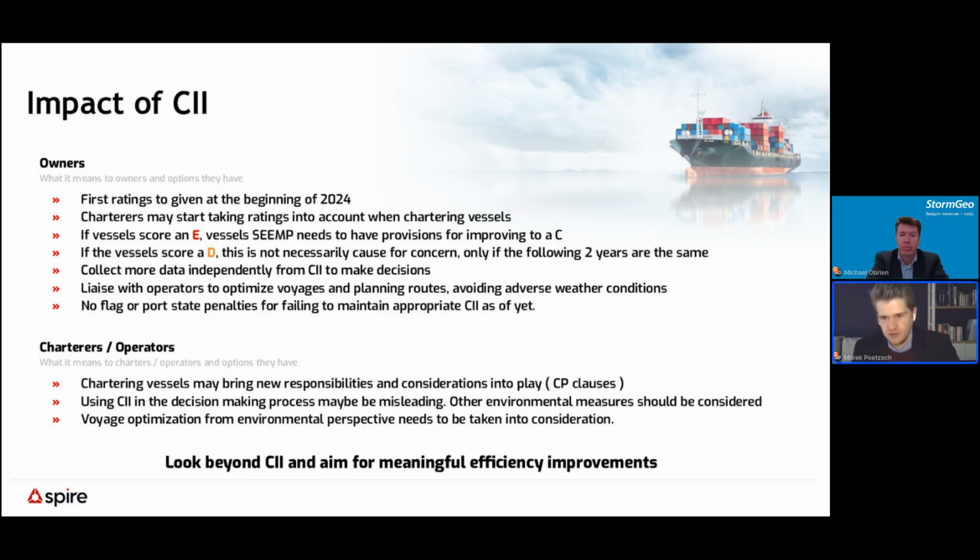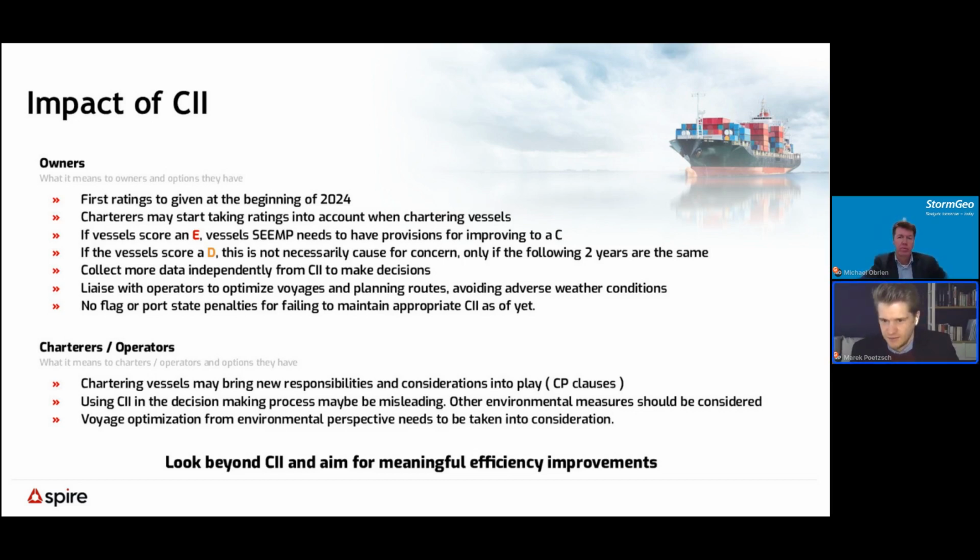One thing to keep in mind, obviously, for ship owners is that charterers might be requesting ratings, or might be looking at vessels' ratings and take that into consideration when chartering vessels. And therefore, it might be advantageous to try to have good ratings if that's the only criterion charterers are looking at. But I will get into that a little bit more on the next slides.